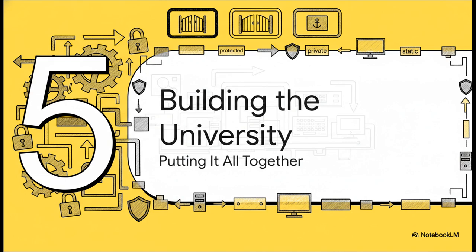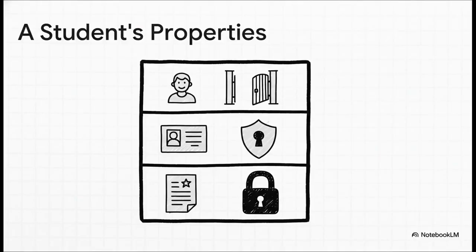Okay, time to bring it all home. Let's see how these rules, public, protected, private, and static, come together to build us a secure, organized, and functional digital university. So let's look at a single student object.